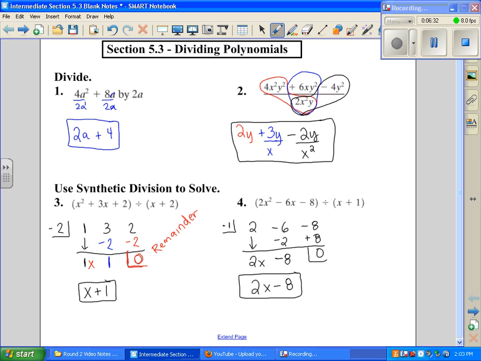Okay. Synthetic division is the main method we're going to be using in intermediate and also college algebra, which is your next course. But there's also another method called long division that solves these problems and you get the same results. But like I said, our focus is going to be synthetic.